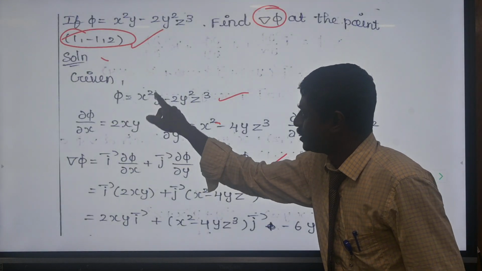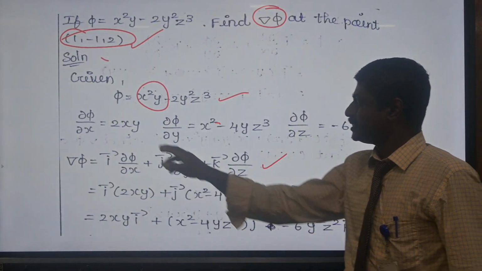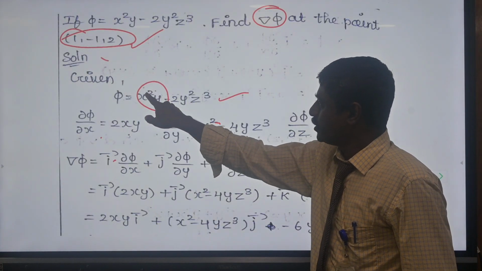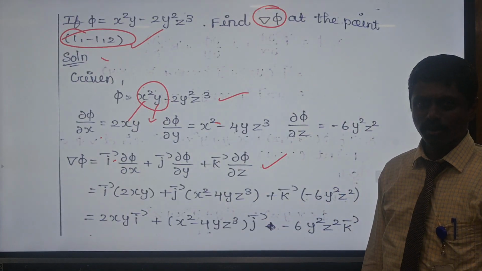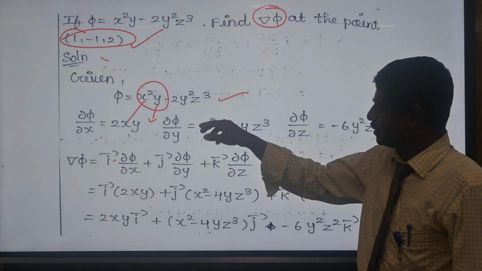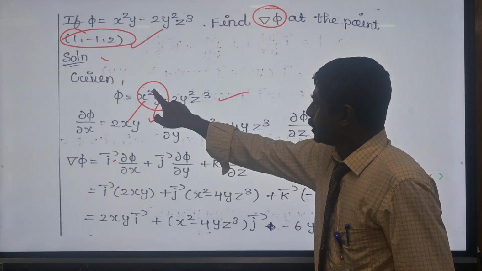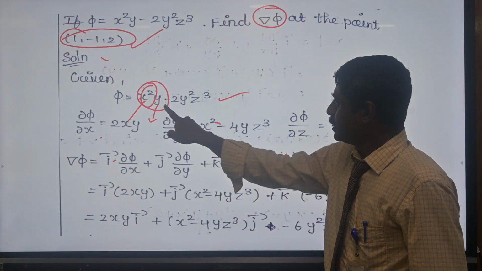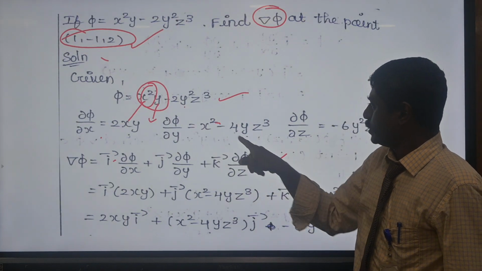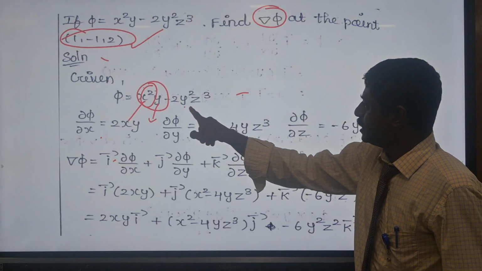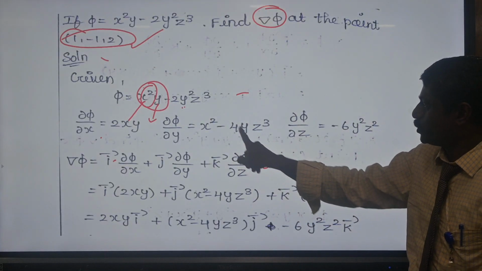Now again differentiate. Differentiate should be very careful. Differentiate partially with respect to x. So when you differentiate x square, you get 2x. Y is kept a constant. Now differentiate partially with respect to y. So here x square is constant. Differentiation of y is 1. Here minus 2, here also z is constant. Differentiation of y square is 2y. So 2 2's are 4.